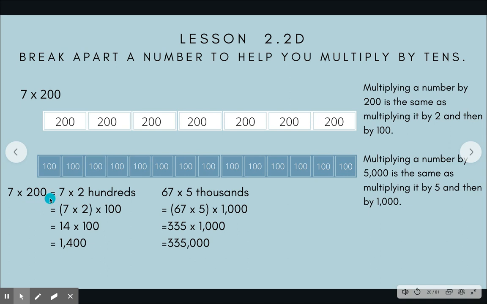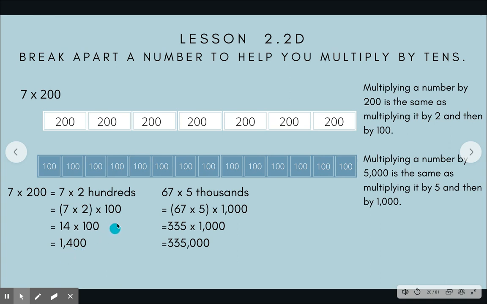7 times 200 is the same as 7 times 2 times 100. Using parentheses, you would say 7 times 2, multiply that first. So 7 times 2 is 14, times 100. 14 times 100 equals 1,400.